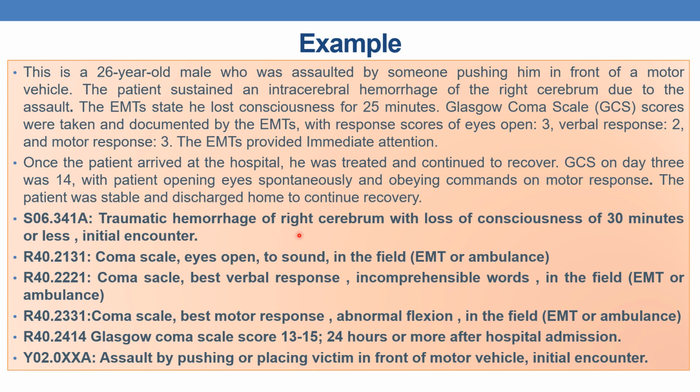S06.341A, traumatic hemorrhage of right cerebrum with loss of consciousness of 30 minutes or less. Here they stated that the patient lost consciousness for 25 minutes, so 30 minutes or less, initial encounter. A indicates initial encounter. The next are coma scale codes. R40.2131, coma scale, eyes open to sound, in the field, EMT or ambulance. The next is R40.2221, coma scale, best verbal response, incomprehensible words, in the field, EMT or ambulance.